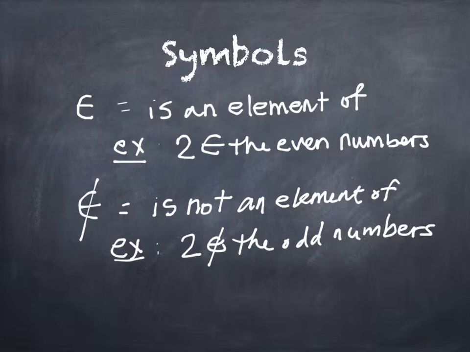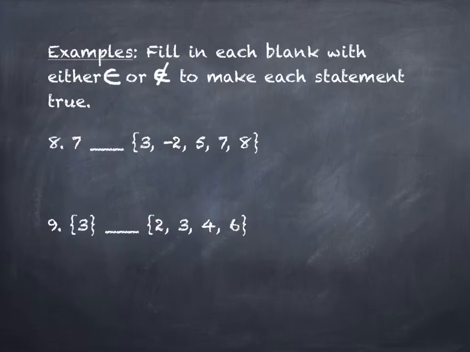So what we're going to take a look at is an example. So we have example number 8, and it has the number 7, it has a blank spot, and then it has a set on the right-hand side, which is 3, -2, 5, 7, and 8. And the question is, which symbol is appropriate to put on the blank? Which symbol should I put here?